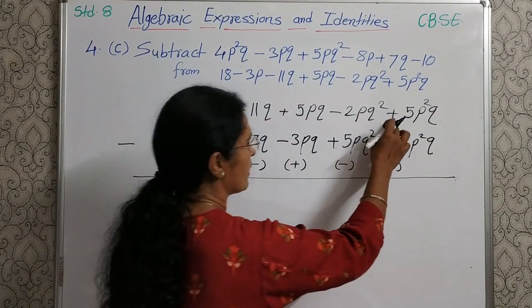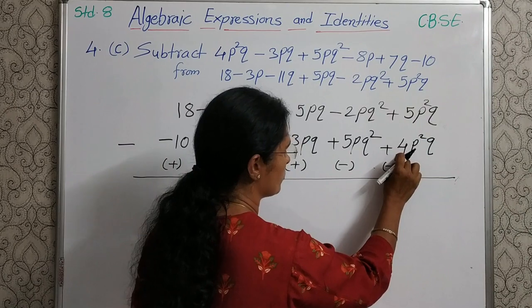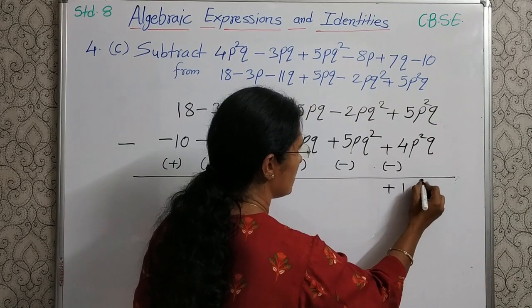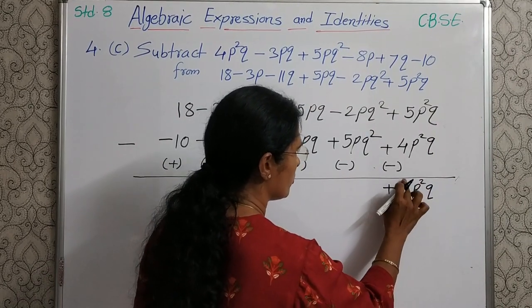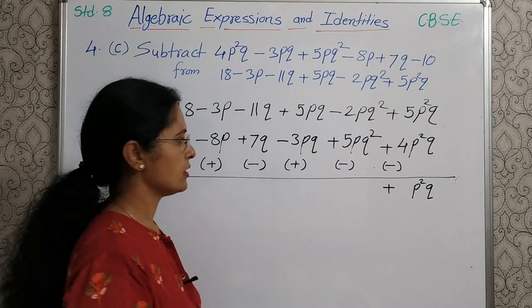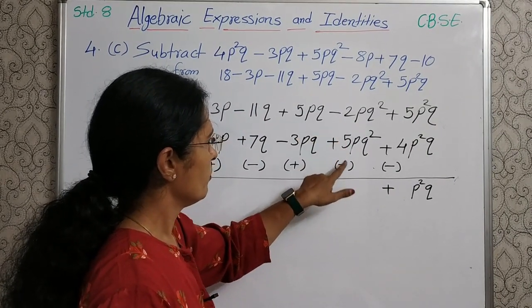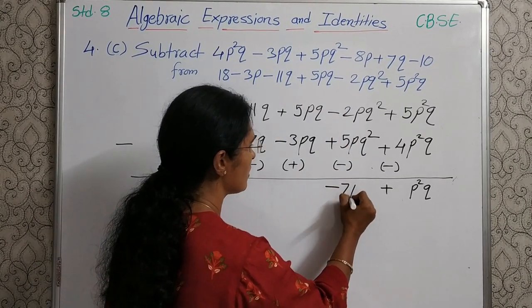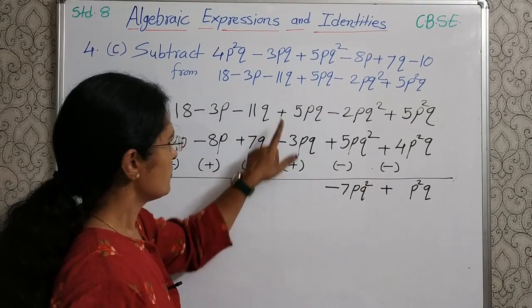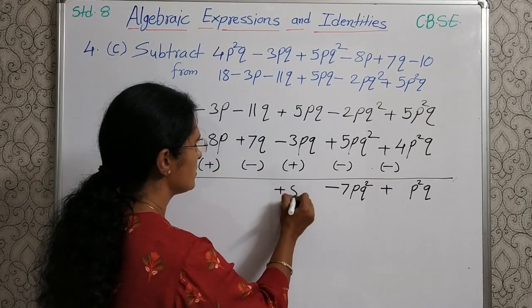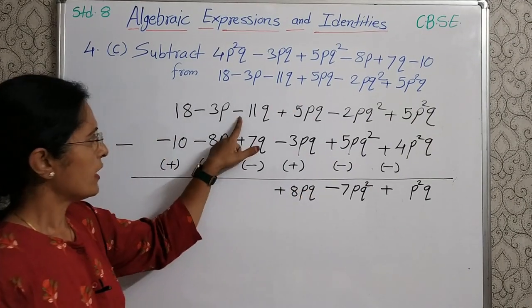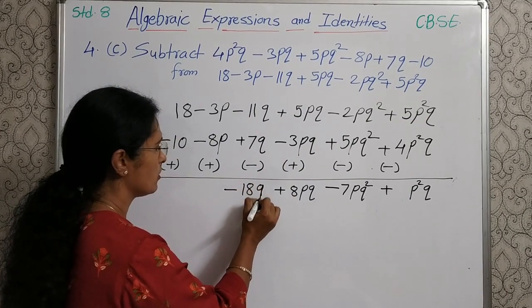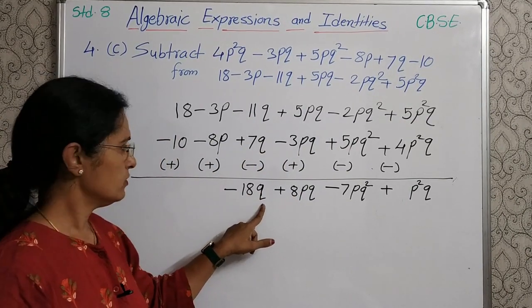And now solve. Plus 5 minus 4 p square q, so it is plus 1 p square q. If you don't write this one, even then it is correct. Next, minus 2 minus 5. Now ignore this sign. Minus 2 minus 5 is minus 7pq square. Plus 5 plus 3 is plus 8pq. Minus 11 minus 7 is minus 18q. Q is the common variable.